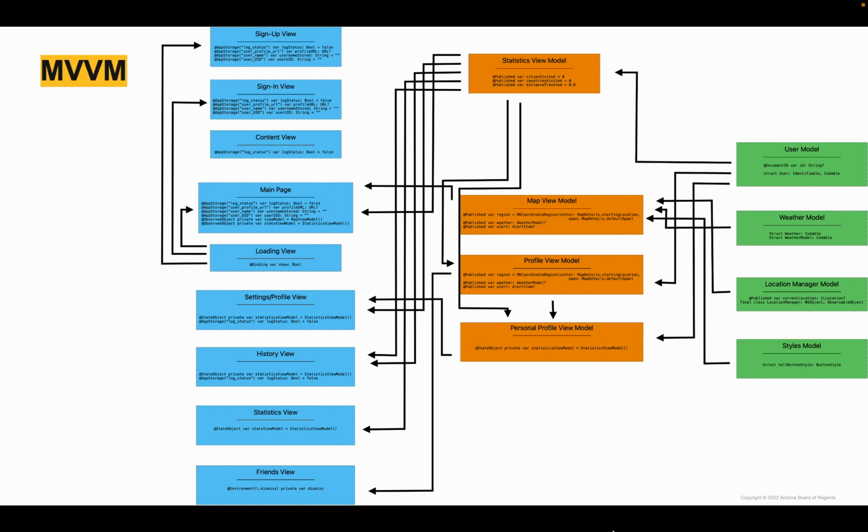Moving on from that, we have our model view model controller. On the left side there in blue, we have our views. In the middle, we have our view models, and on our right side, we have the models.